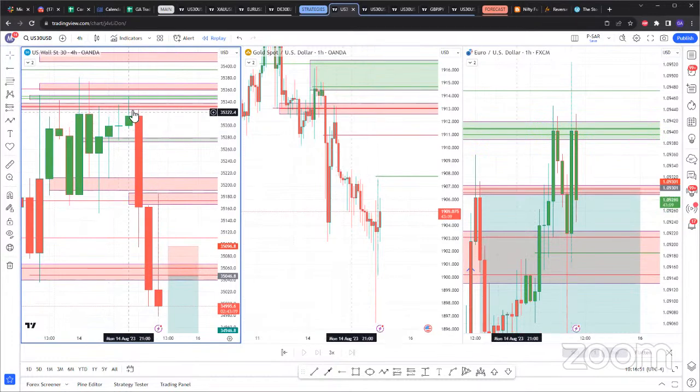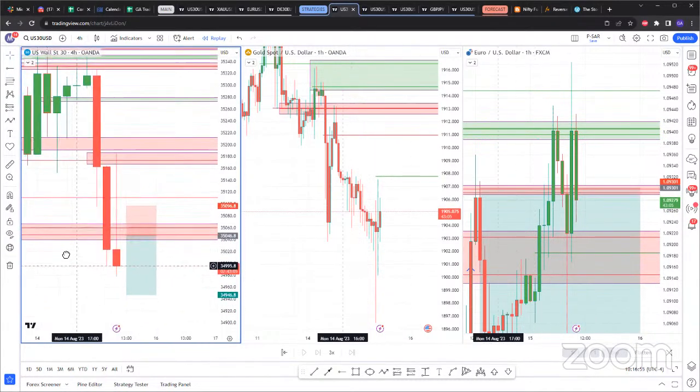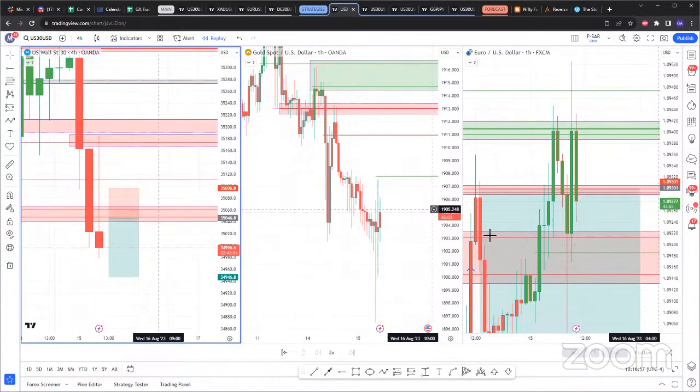I actually didn't take that trade. The sell that I'd marked up, and then it kept dropping. So that's probably what's going to happen today as well. But I do expect US 30 to keep dropping down.